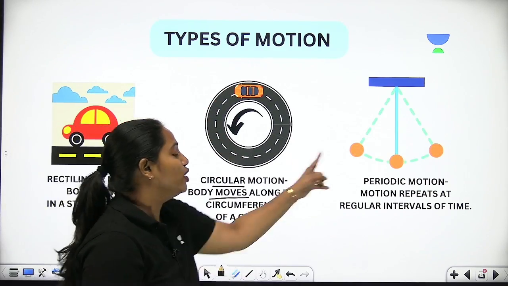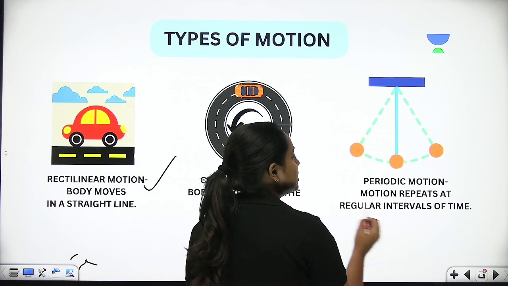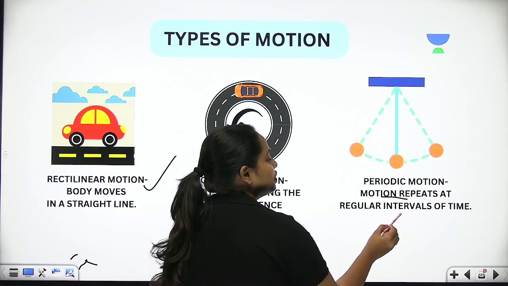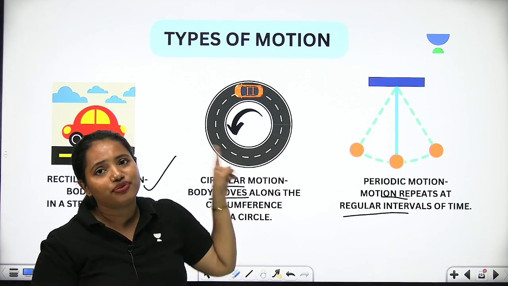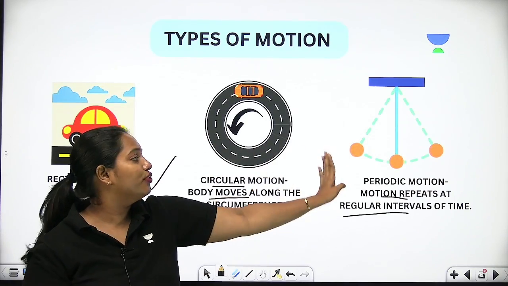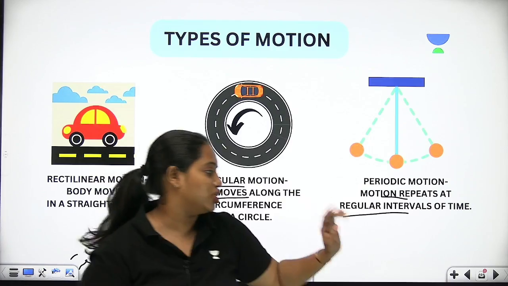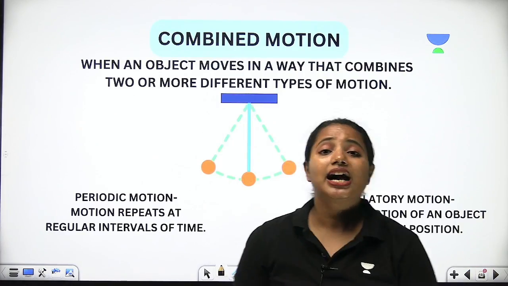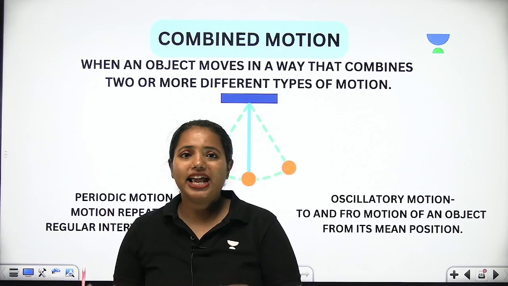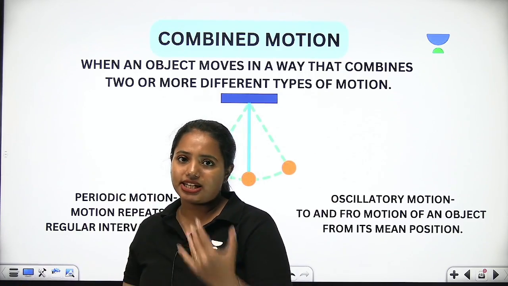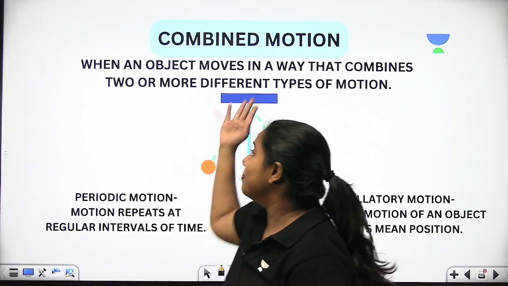And similarly, when you talk about periodic motion, it's nothing but the motion that gets repeated after regular intervals of time. You see it? This will get repeated after regular intervals of time. Therefore, this can be periodic in nature. And now we are going to learn combined motion. So what is meant by combined motion? If a body has more than one motion at a time, this is said to be combined motion.